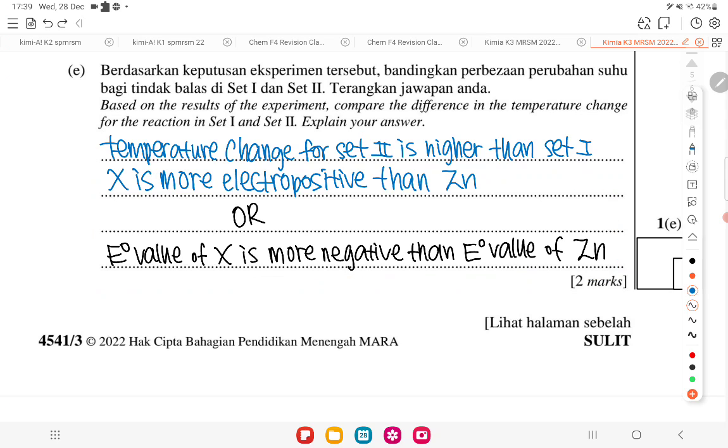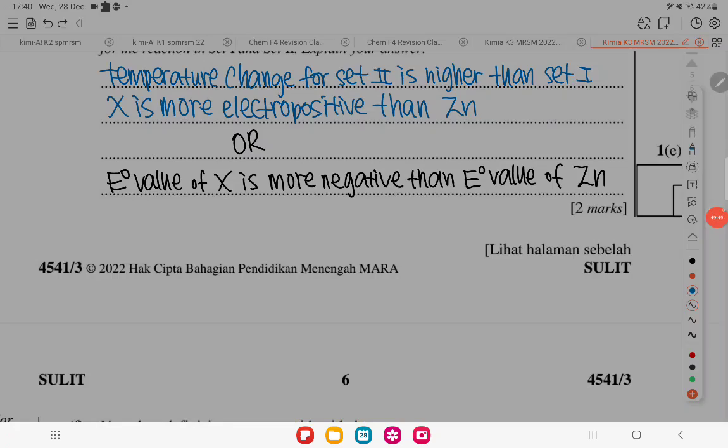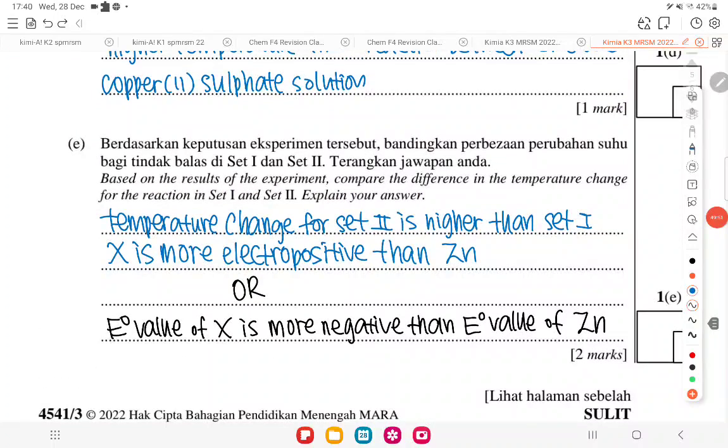You don't need to answer both. You just need to answer either one. Yeah, just answer either one of them. Okay, that's it. All right. So that is what you need to know.